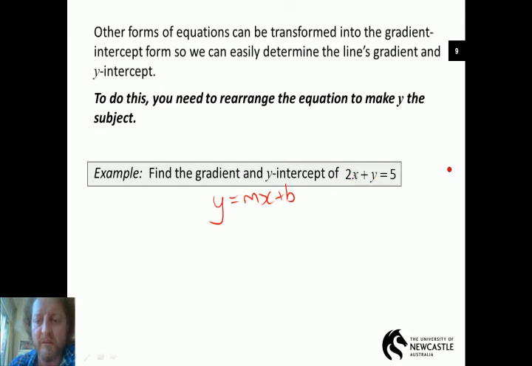The only thing I want to get rid of is the 2x. How do I get rid of a 2x that's just sitting there? I'll subtract it. It's not timesing anything or dividing, it's just sitting there. So I'll subtract 2x away from both sides, which will leave me.